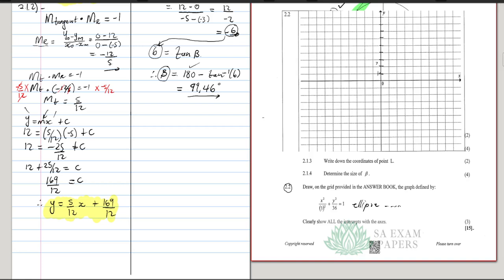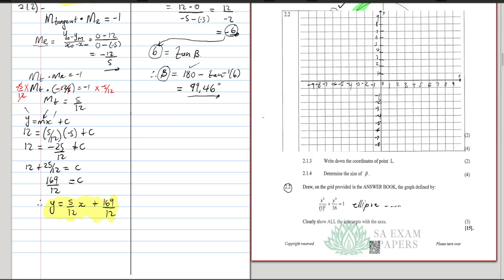This is 1, 2, 3, 4, 5, 6, 7, 8, 9. 1, 2, 3, 4, 5, 6, 7, 8, 9. Minus 1, minus 2, minus 3, minus 4, minus 5, minus 6, minus 7, minus 8, minus 9. Minus 1, minus 2, minus 3, minus 4, minus 5, minus 6, minus 7, then a negative 8.